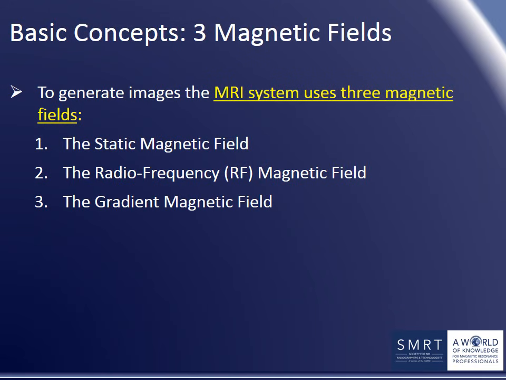There are actually 3 magnetic fields used to generate images in MRI. These include the static magnetic field, the radio frequency, also known as RF magnetic field, and the gradient magnetic field. We will now discuss each of these magnetic fields in more detail.